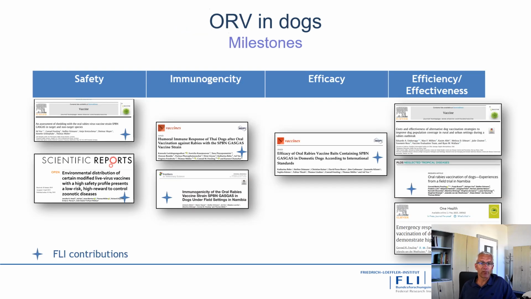So in the past, we've been involved in developing this program of oral rabies vaccination that starts from safety, immunogenicity, efficacy, and we're now at the stage of effectiveness in the field where we contributed our studies in Namibia.